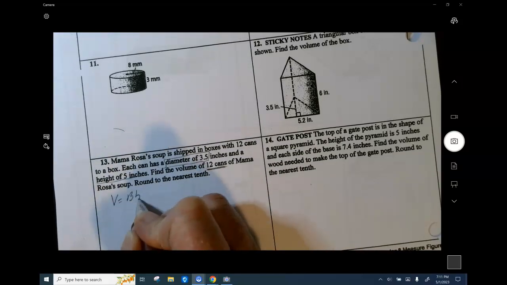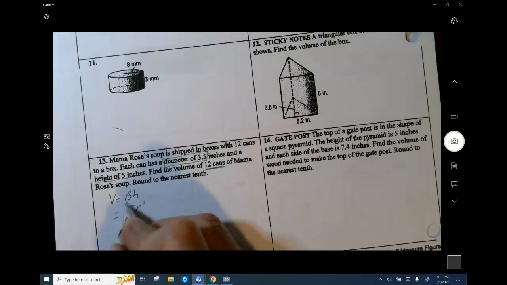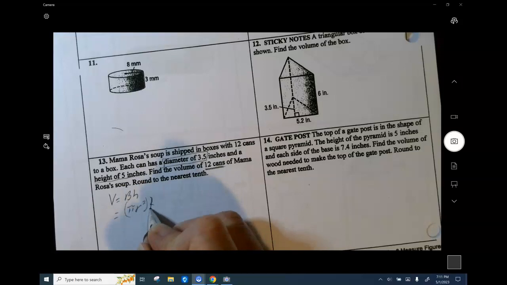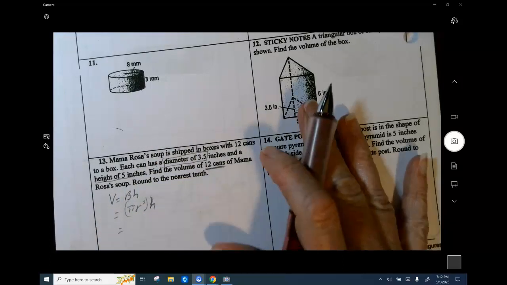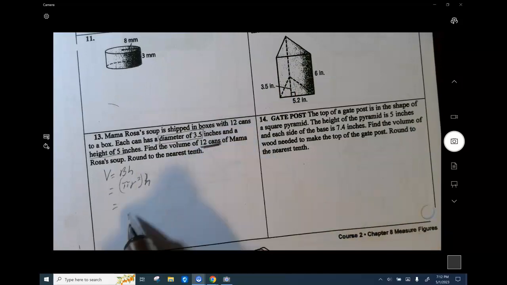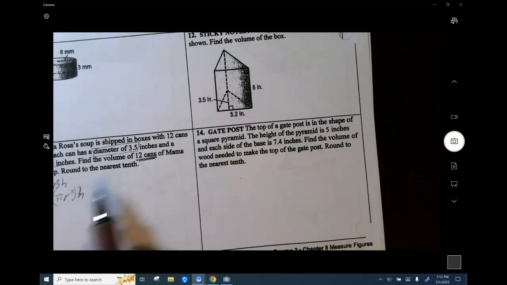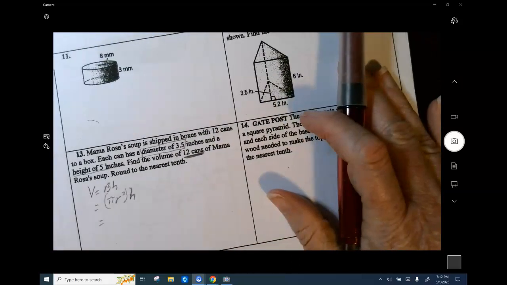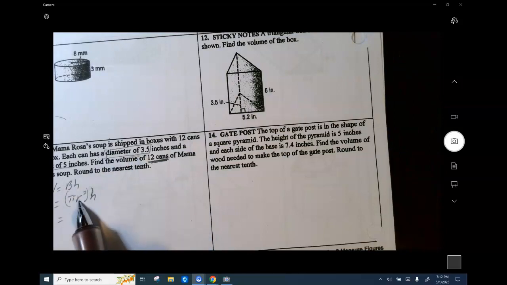So area of the base times the height. And the base is a circle, so pi r squared h. Okay, find the area of that cylinder, so find that, and then you're going to have to multiply by 12. Okay, you finish that one. Do that for your homework, or if you want to, stop right now and go and do it. Now watch, they gave you a diameter though. Think about what you need.